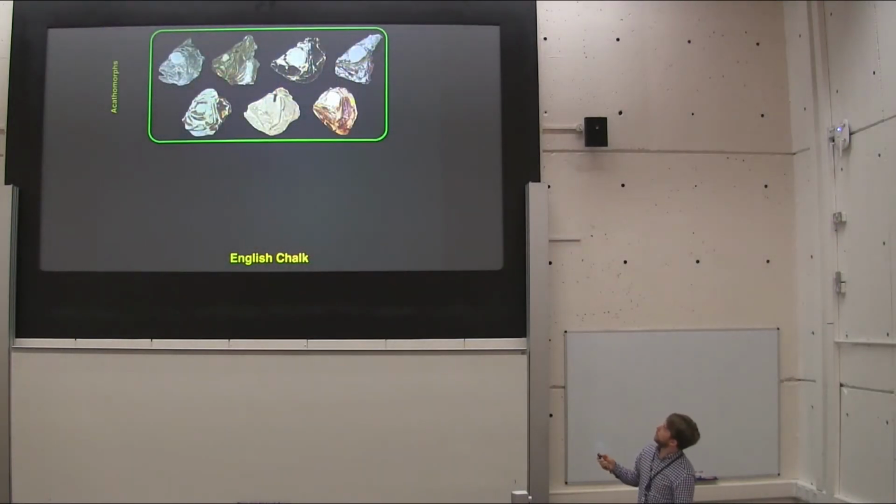So here we have a representative sample of English chalk acanthomorphs. At this point in time, this is very close to the origin of acanthomorphs, and these consist primarily of deep branching representatives that today are species poor and ecologically marginalized.